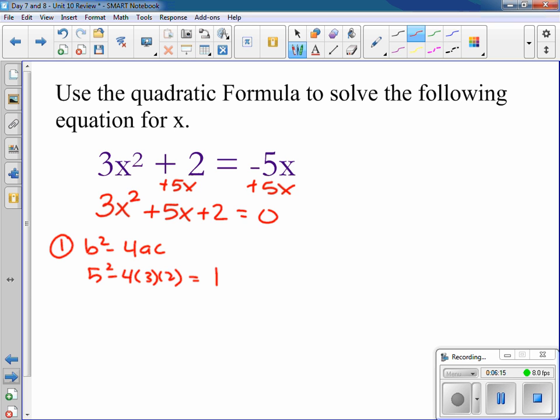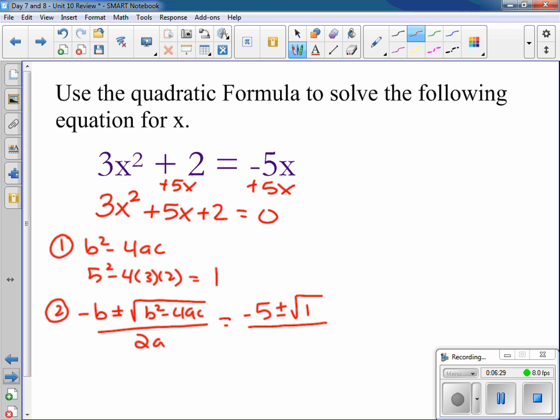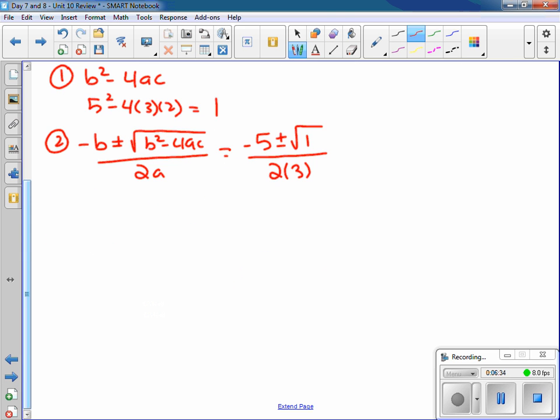I type that in. So now I can plug it into the quadratic formula, which is negative b plus and minus the square root of b squared minus 4ac all over 2a. So I get negative 5 plus and minus, I already know the square root is 1, over 2 times a, which is 3. Okay, so I'm almost done. I get negative 5 and I know the square root of 1 is 1. This is an example of one that I can actually split up because I know that the square root of 1 is a nice number. So I get negative 5 plus 1 divided by 6 and negative 5 minus 1 divided by 6.